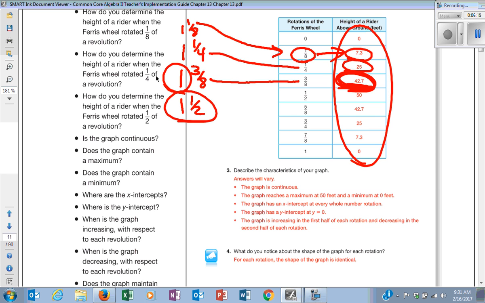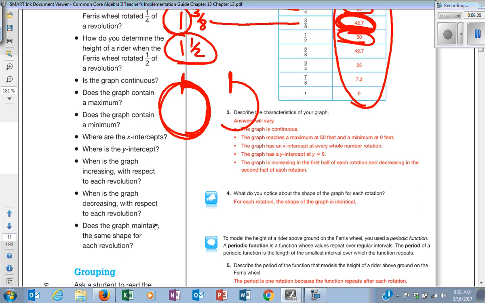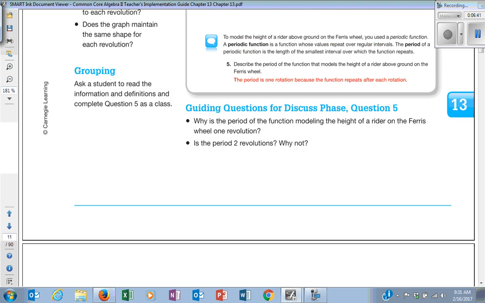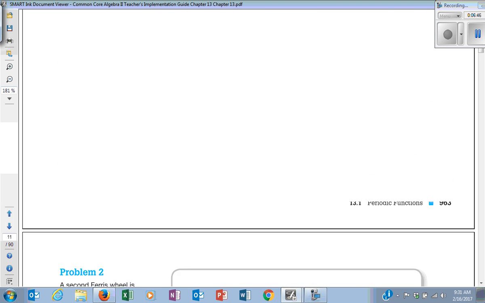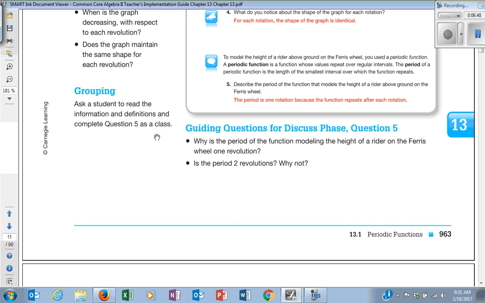At 1 1/2 rotations, you are going to be 50 feet in the air, because you go 1 rotation and a half is right here. It's the same as if I just did a half rotation. If I did a half rotation, I would be at 50 feet. If I did 1 1/2, I would be at 50. So that's that repeating interval, and same if I did 2 1/2 or 3 3/8. It's going to be the same as the first one. When that happens, we have a periodic function.